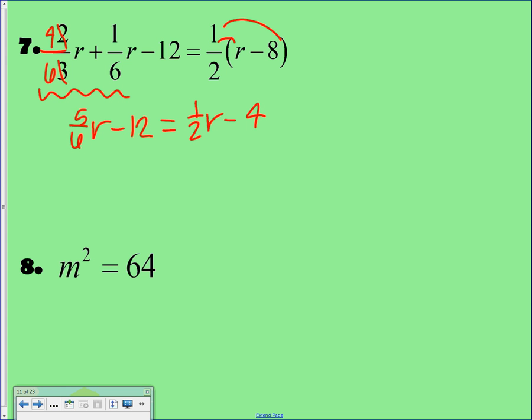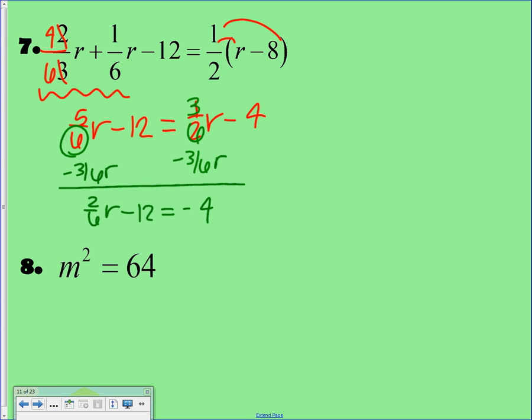Okay, at this point, again, I still want to get my r's together. So let's change my 1/2 into 6ths so that I have a common denominator. So that's really 3/6 r. So I'm going to subtract 3/6 r from each side. So 5/6 r minus 3/6 r is 2/6 r minus 12 equals a -4. Again, watching your signs. Okay, I'm going to add 12 to each side here.